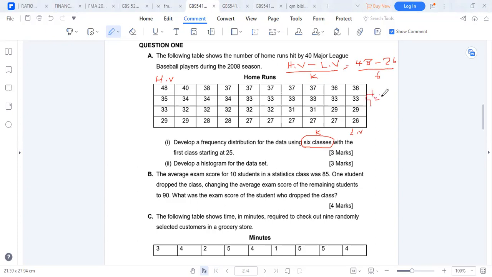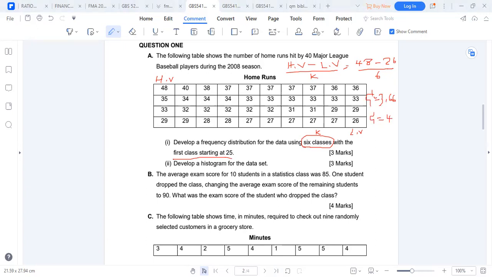It is 3.67. So to the nearest, our class width here will be what? 4. So we've been asked to develop a class width starting with the number 25.